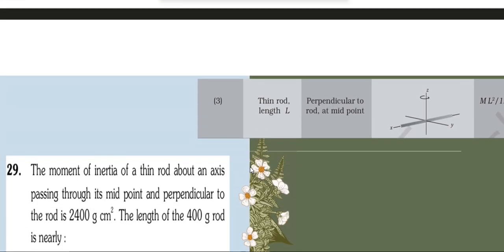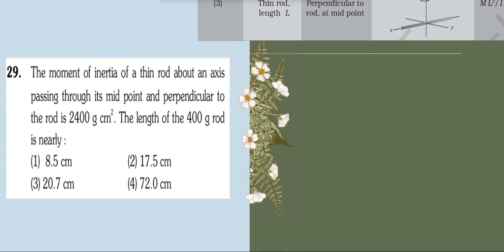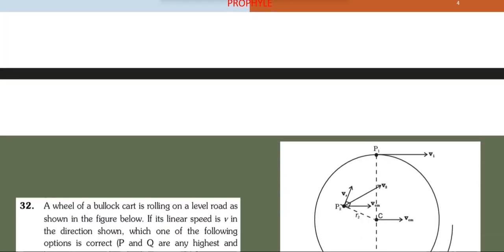Now look at the next question. This is based on the moment of inertia of a thin rod about an axis passing through its midpoint. This is one NCERT formula based point. I gave that formula here. It was there in the system of particles chapter. Moment of inertia of a rod about an axis passing through one end is ml square by 12. They are asking the length of the rod by giving the mass of the rod and moment of inertia. If you solve this using this formula, you will get 8.5 centimeters.